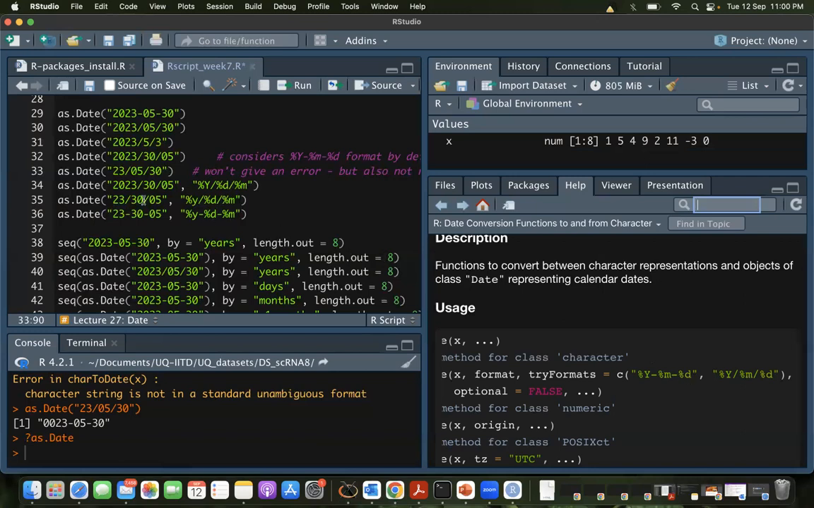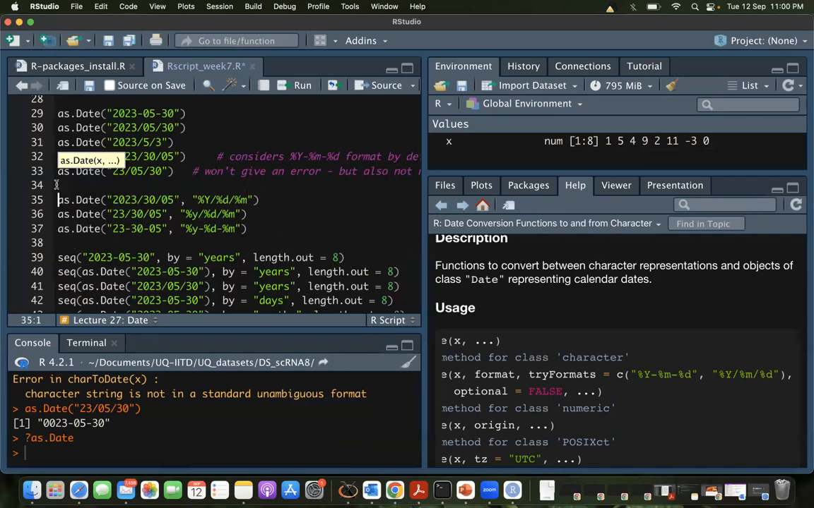So now let's say I actually want to write it in this format: year, day, and month. So I will write what I want to convert, and as the second argument, I'm going to tell it that I am giving it to you in this format. This is the input format. I'm telling you that the first part here is year, the second part is actually day, and the third part is month.